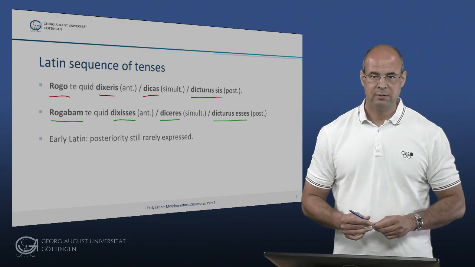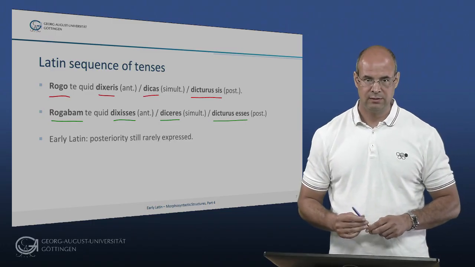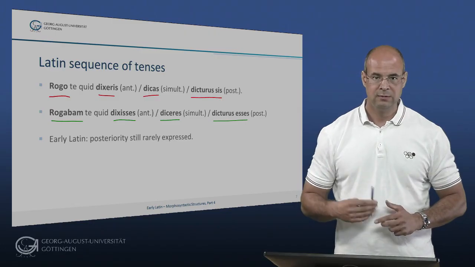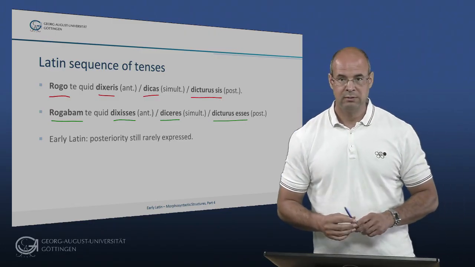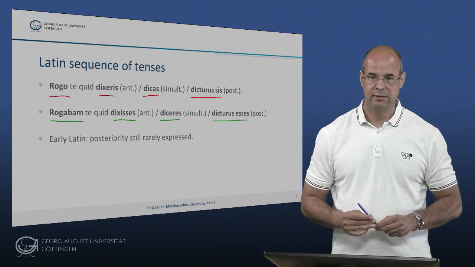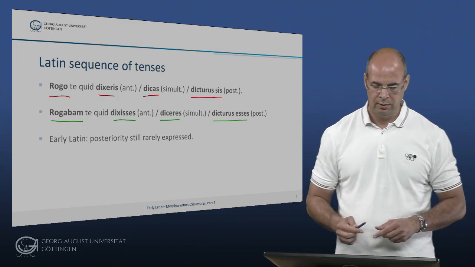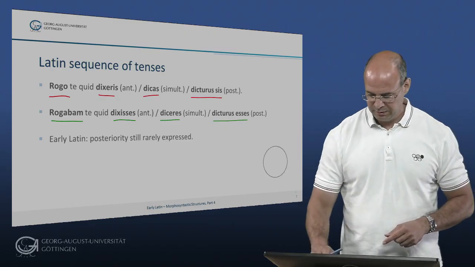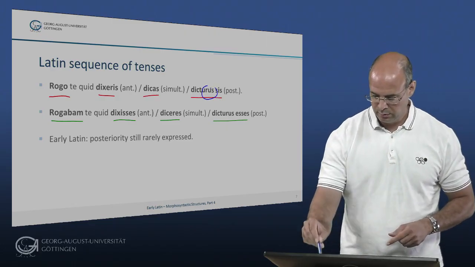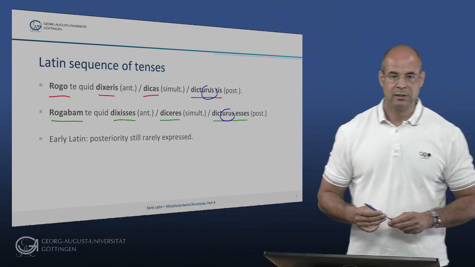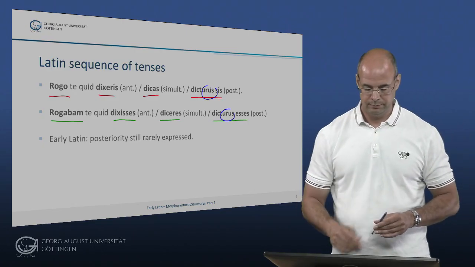The main difference between early and classical Latin in this regard is that in the early period, posteriority is often expressed by present or imperfect subjunctives. So essentially, the forms in urus have not yet become obligatory.